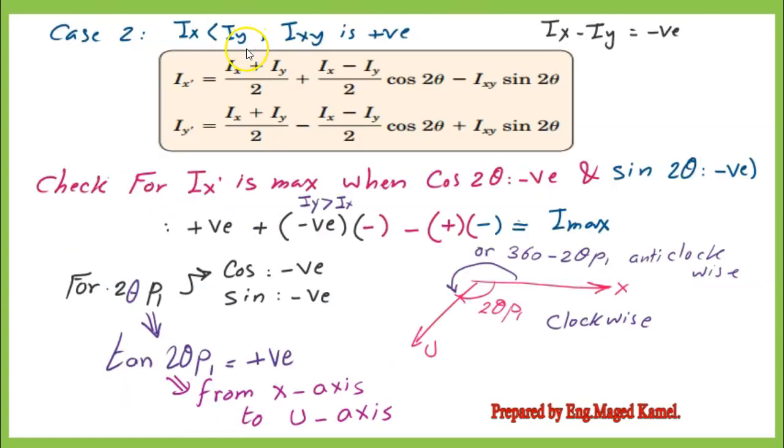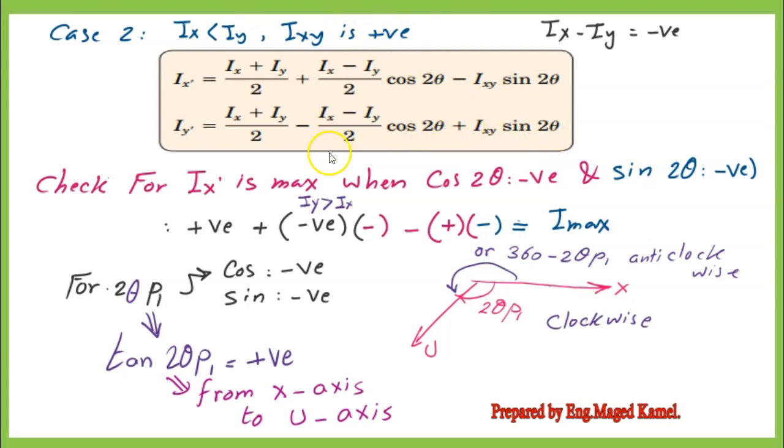In the next slide, we have two expressions for the inertia about inclined axes. The first expression is Ix dash equals Ix plus Iy divided by 2 plus Ix minus Iy divided by 2 multiplied by cosine 2 theta minus Ixy sine 2 theta. The second expression is Iy dash equals Ix plus Iy divided by 2 minus Ix minus Iy divided by 2 multiplied by cosine 2 theta plus Ixy sine 2 theta.